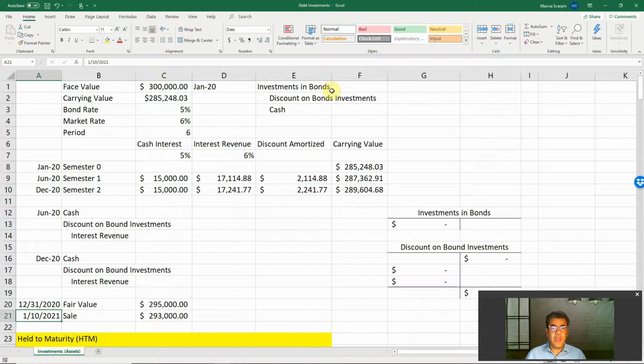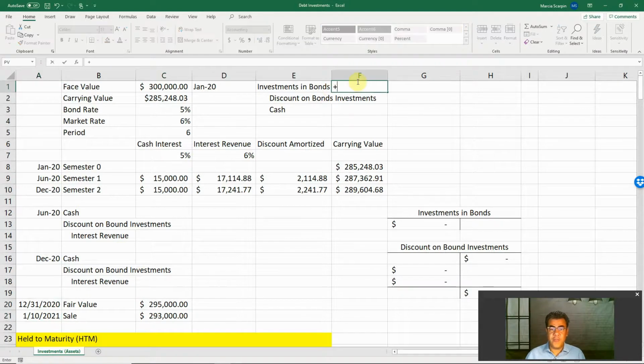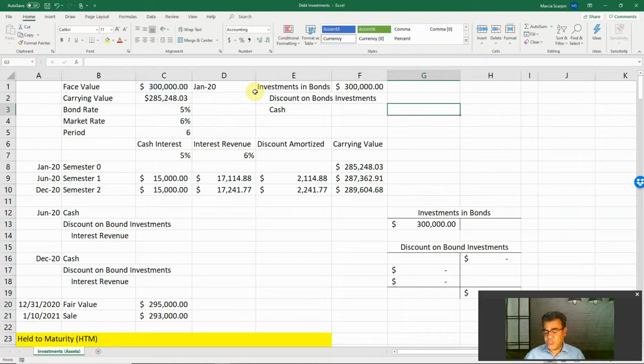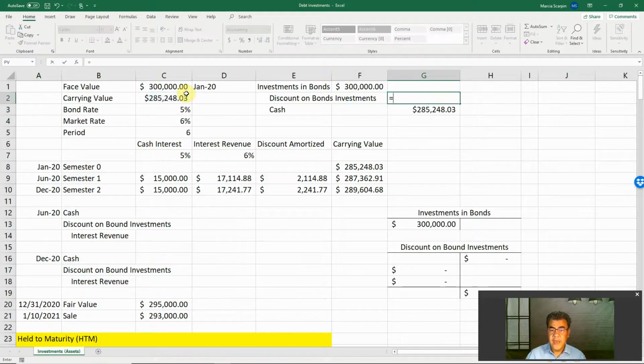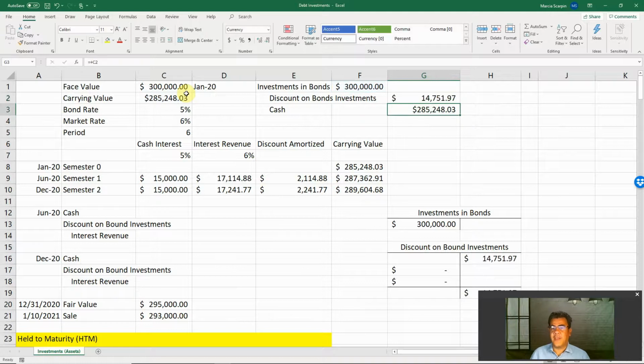So, okay, January 2020, our journal entry: debit, investment in bonds, face value. Cash, how much we paid? We pay the carrying value or the present value. And the discount is the number to balance, the difference between face value and the carrying value. So $14,000 here. Let's use the same mask here.